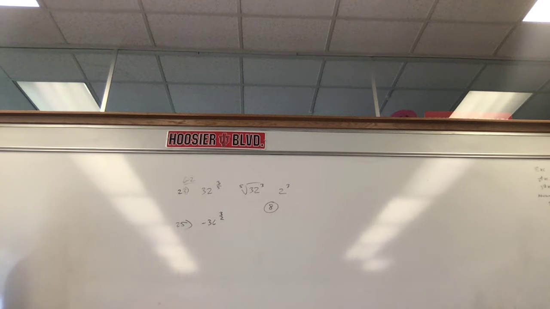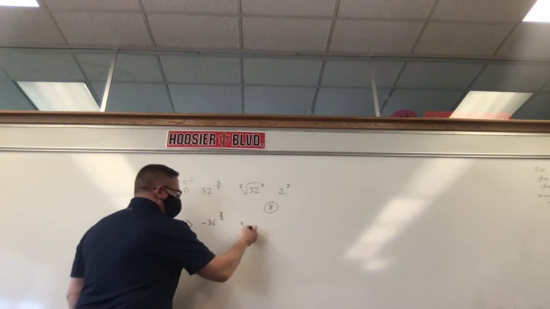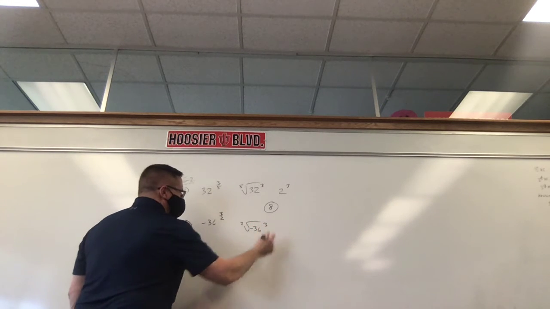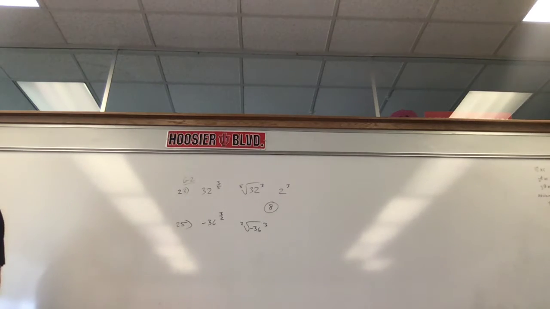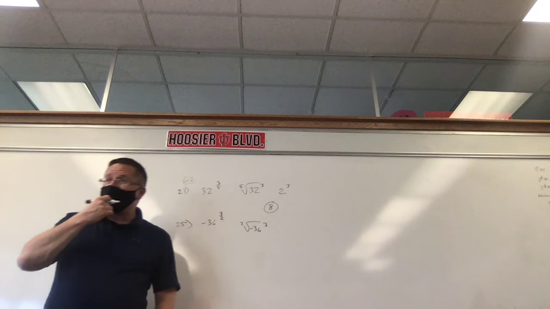So we're going to rewrite it. The what root of what? What's the first number I'm going to write? 2, or the second, or the square root of negative 36 cubed, okay? Let's do the same thing. Let's cover up that 3. Let's not look at it. The square root of negative 36.